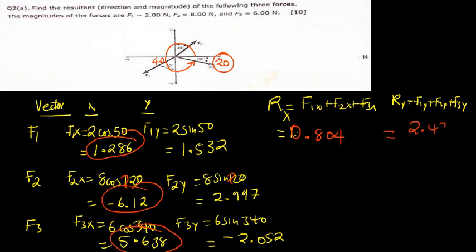So I've found the components. I can now find the magnitude. Therefore, the resultant is going to be 0.804 squared plus 2.477 also squared, and then square root.